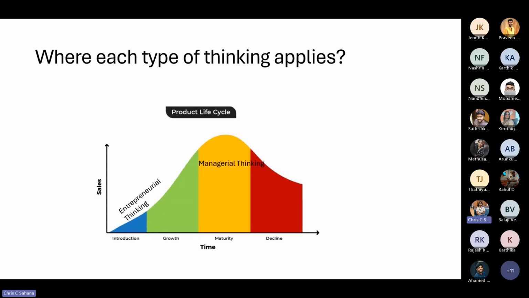For some organizations, the maturity phase could be huge. That's where they milk out all the money. Or for some, it could be short due to different reasons. So what we are looking at here is that in the introduction phase and the growth phase, we need entrepreneurial thinking, and in the matured phase, we are looking for managerial thinking.